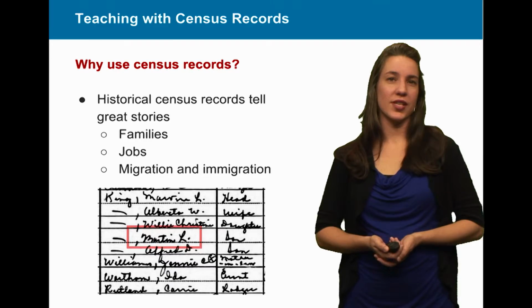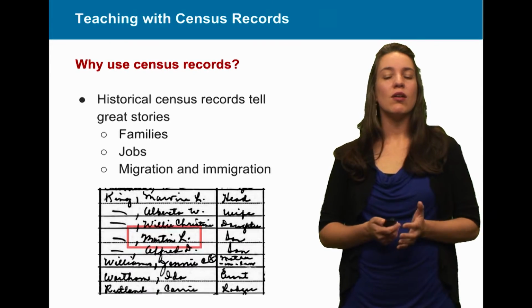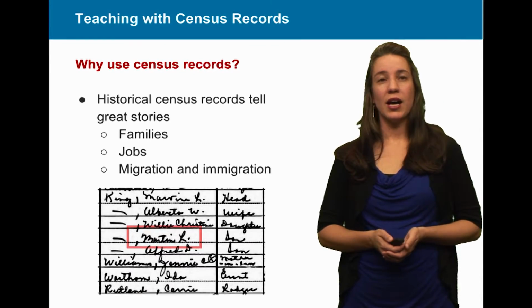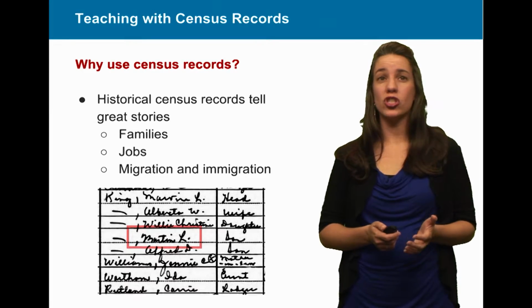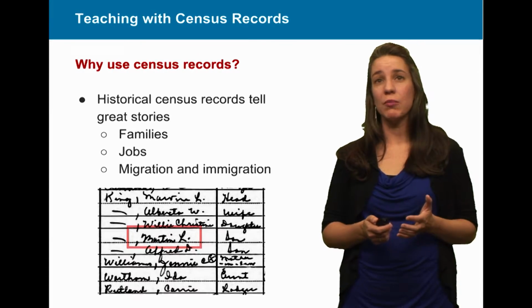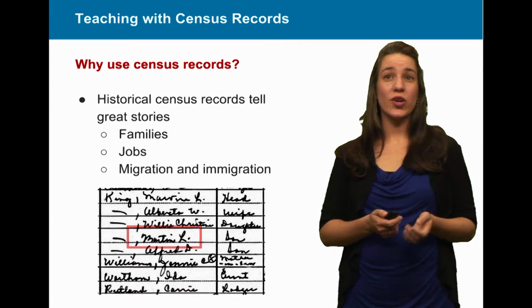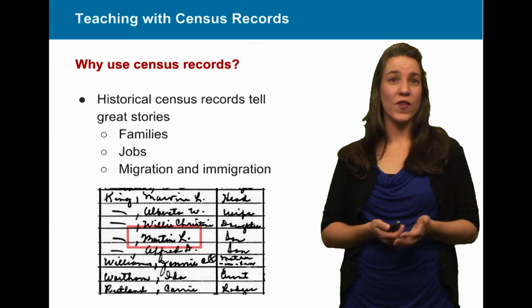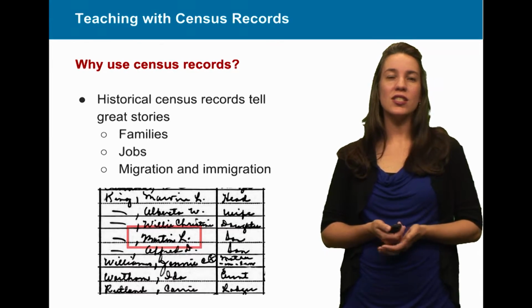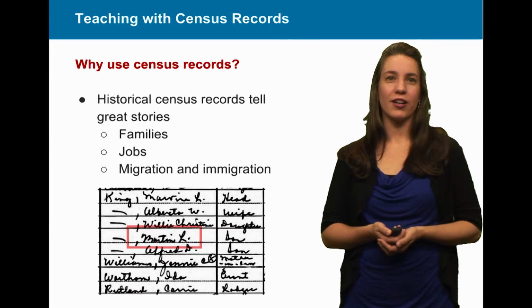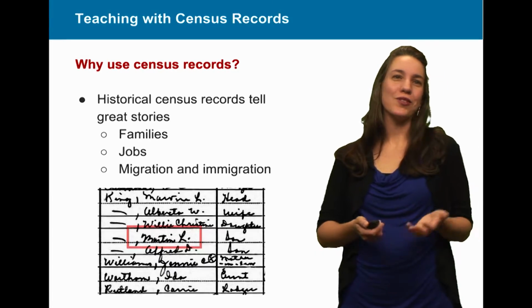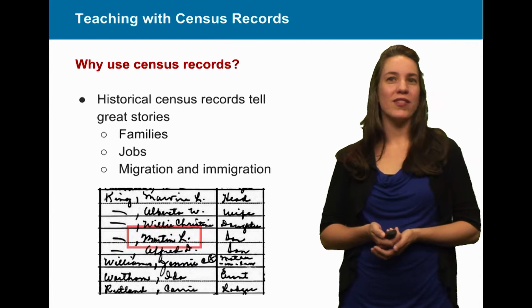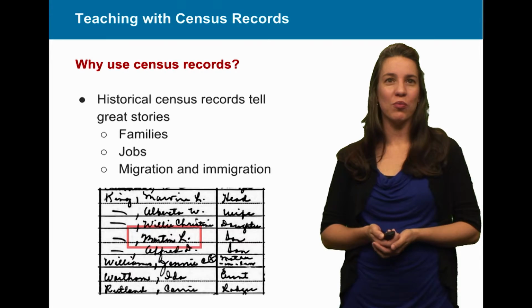So why should we use census records? They tell amazing stories about families, about jobs, about migration and immigration. This census record, as you can see featured on the page, is of Martin Luther King when he was a young man living with his parents and his siblings. And just to see his name in the census record gives you a thrill that here was this real person who was counted by the census just like everyone else before he became famous.